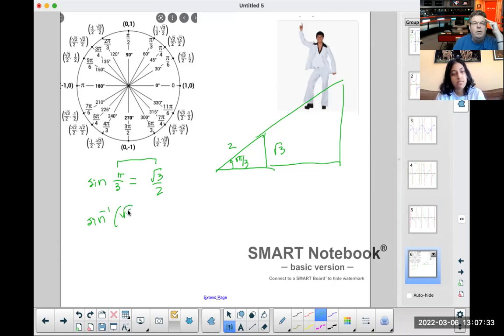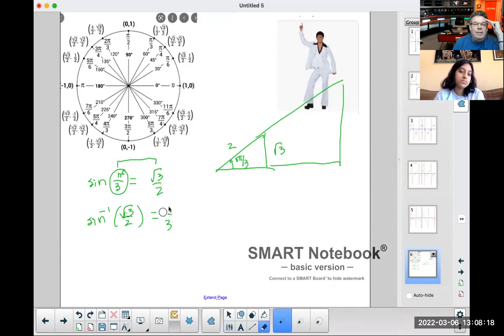of root 3 over 2, it's a question. This is the question: what angle has this sine ratio? And that is 60 degrees or pi over 3. So it's basically the same thing, but instead of asking what's the sine of this angle, this is asking what angle has this ratio. And the sine ratio of this angle is the square root of 3 over 2, right?